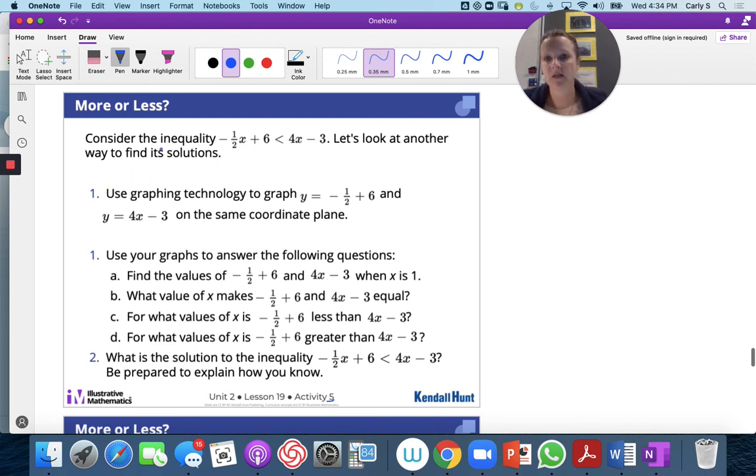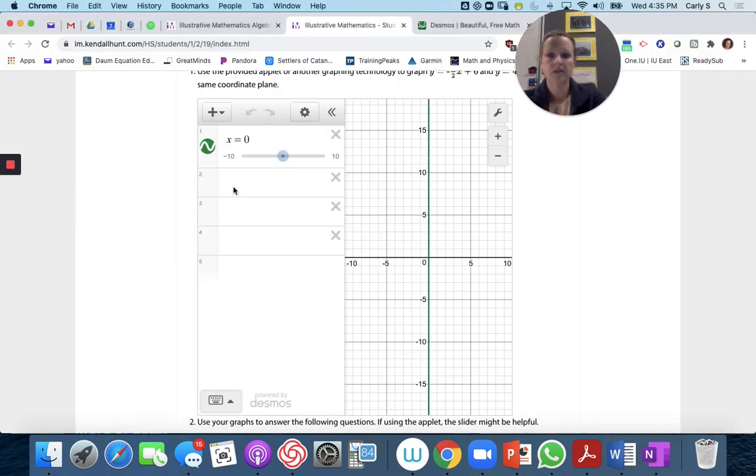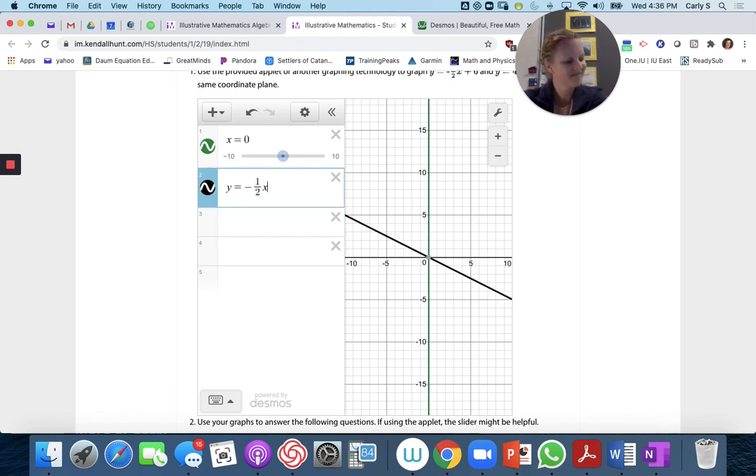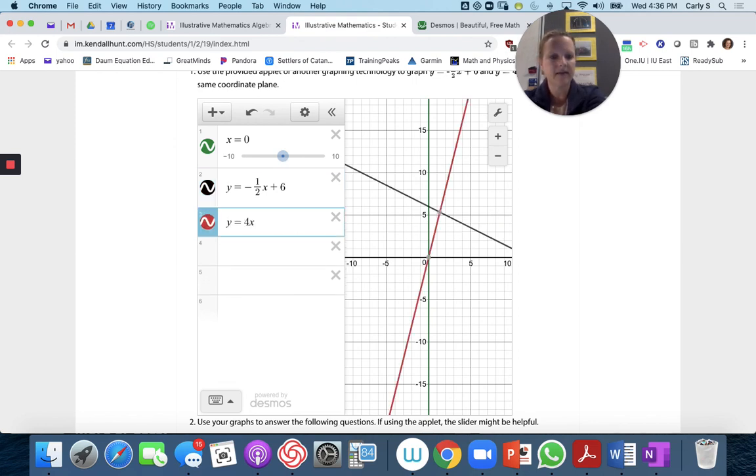So let's consider this inequality. Let's look at another way to find its solutions. Use graphing technology, graph on the same coordinate plane. Okay, pause for a second. So you can actually go to this in the electronic student version of your curriculum. So yours says, use graphing technology to graph y equals negative 1/2 x plus 6 and y equals 4x minus 3. The solution to this system of equations is 2, 5. 2, 5 works for both of them.